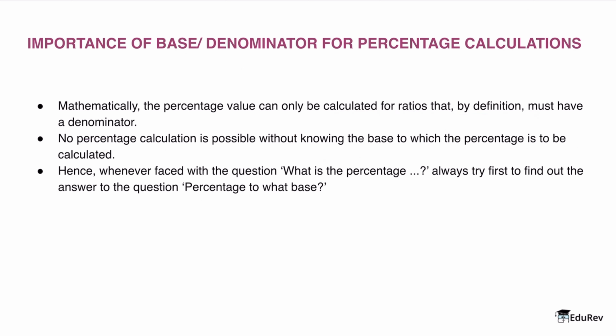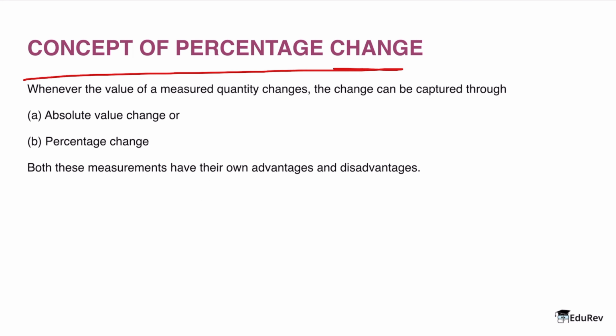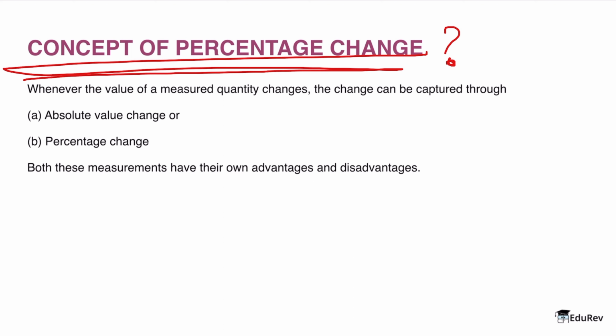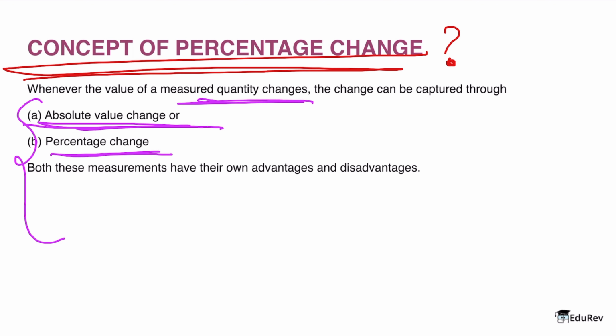So let's move forward. Now the concept of percentage change. So what is percentage change? Whenever the value of a measured quantity changes, the change can be captured through these two things, that is absolute value change or percentage change. If there is any change in the measured quantity, I can tell those changes with the help of these two things. Both these measurements have their own advantages and disadvantages. So let me read about these two and then we'll try solving a question.